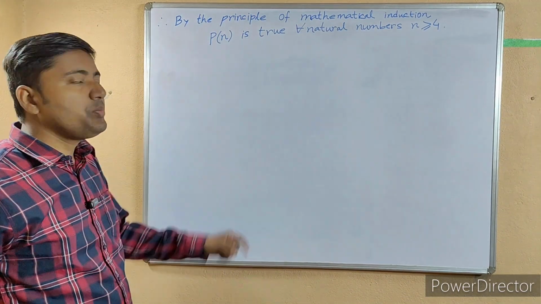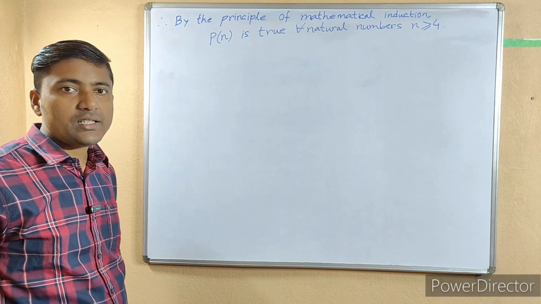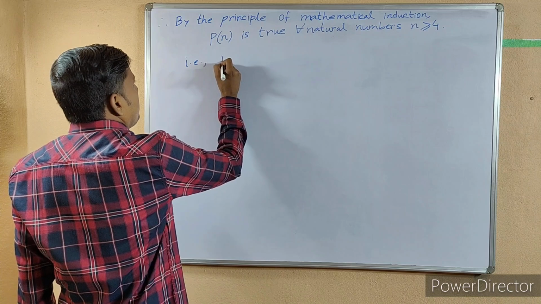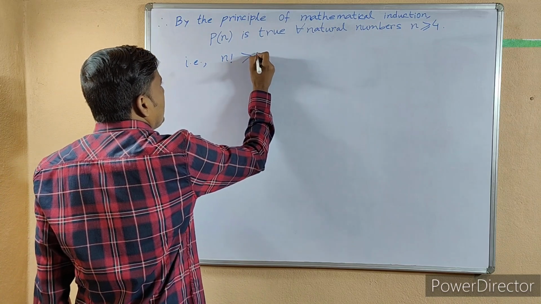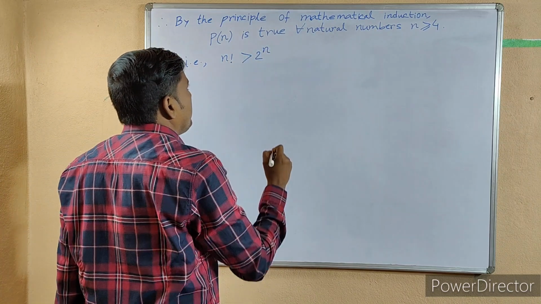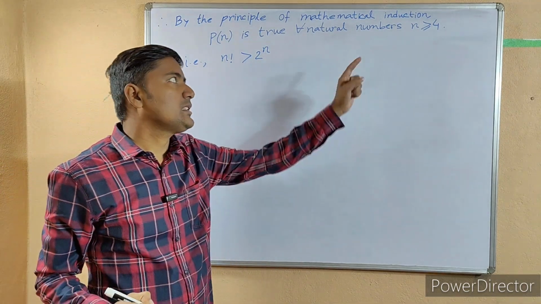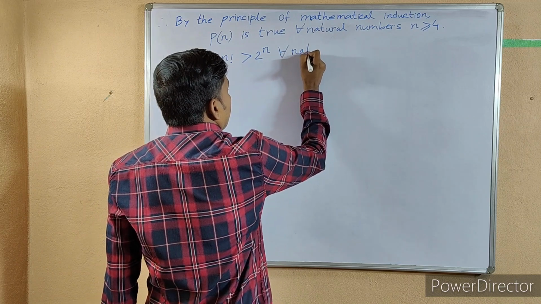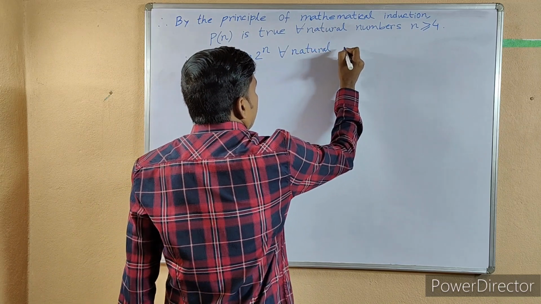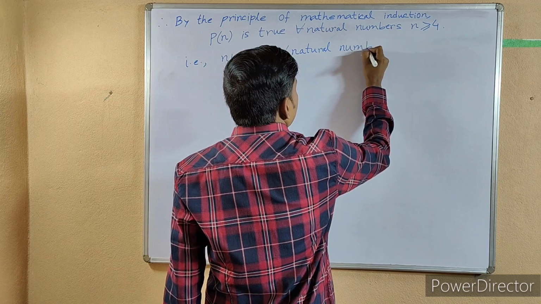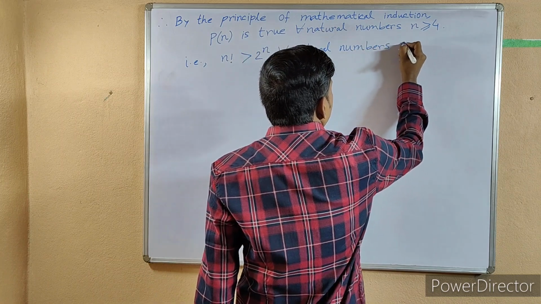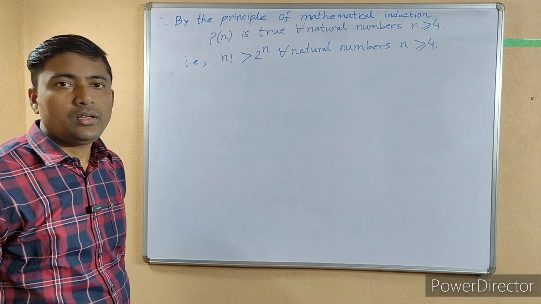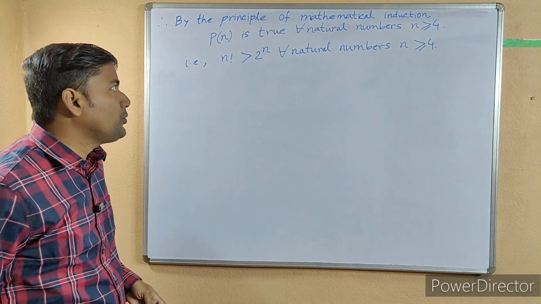That is, Pn is true means factorial n greater than 2 to the power n. That is, factorial n greater than 2 to the power n. And this is true for all natural numbers n greater or equal to 4. Okay, this completes the proof.